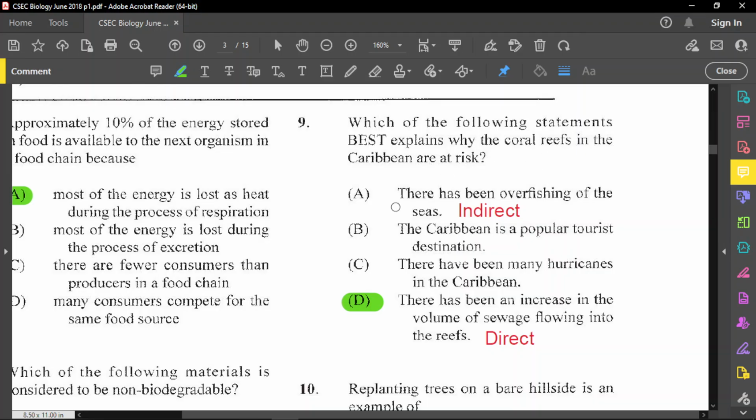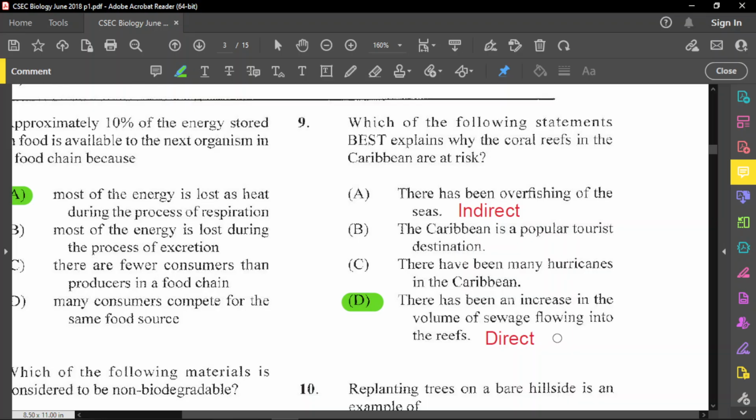And I like A because it said there has been overfishing of the seas. And this is indirect because it says seas. It's not even specific. It's not talking about near the reef or whatever it is. But of course, overfishing in general can affect the coral reef in terms of its biodiversity. But D is the most suitable answer because it said there has been an increase in the volume of sewage flowing into the reefs. And this is a direct effect. So D is the best answer.